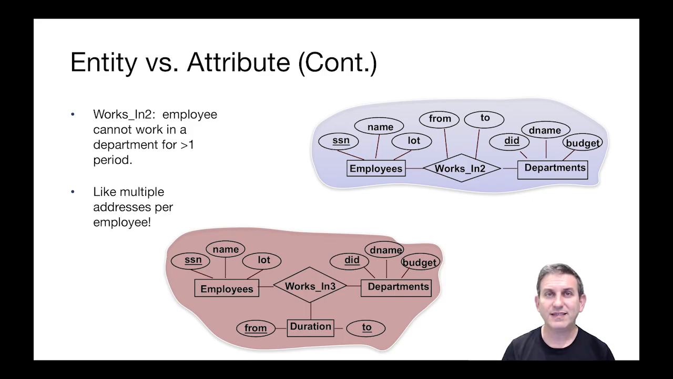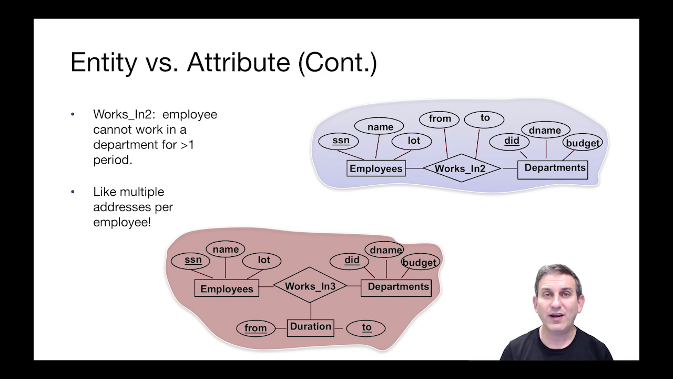Here's another example to get us thinking about when something should be an entity and when it should be an attribute. So look at this works in relationship set in the upper right. Employees work in departments and a period from, comma, to. And because a relationship here is defined as the combination of an employee SSN and a department DID, implicitly what this is saying is that an employee can work in each department for exactly one from-to period. It's not possible to be in there more than once with the same employee-department pair.